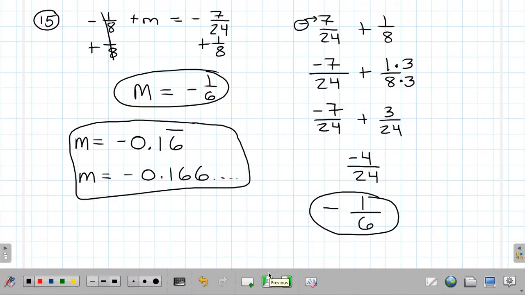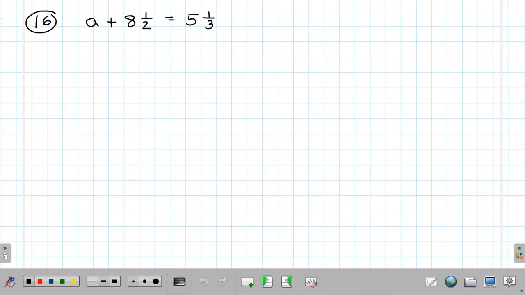So, with that being said, let's go on to number 16 and look at this one. Once again, we have two mixed numbers here, but it's the same thing. Just think of this as a number. So we have a plus 8.5 equals 5 1/3. Well, that means we need to subtract 8.5. Once again, the whole point here is those will go away to give us a.